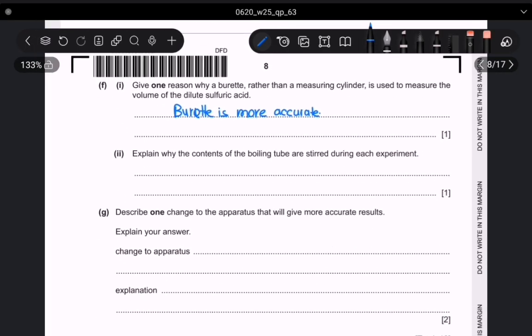Okay. Explain why the contents of the boiling tube are stirred during the experiment. Now, this is very basic knowledge.